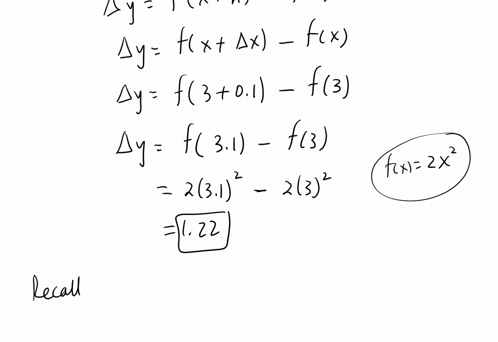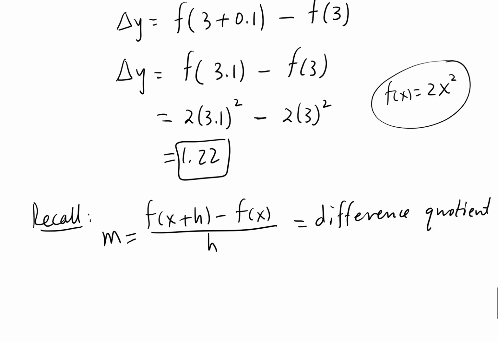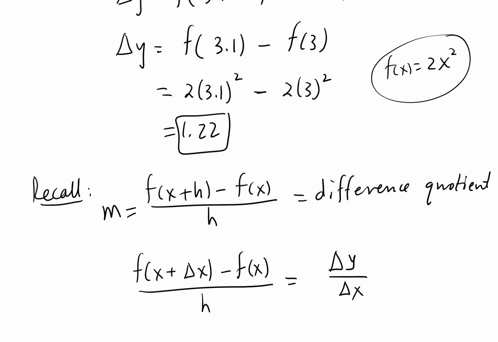Recall, we had what we call the difference quotient, f of x plus h minus f of x over h. This difference quotient, we called it m, is the slope of the secant line. And if I take h equals delta x, this is the same as the change in y over change in x. It's rise over run.